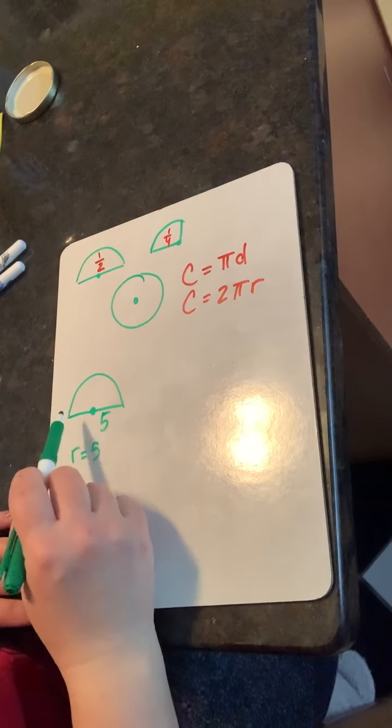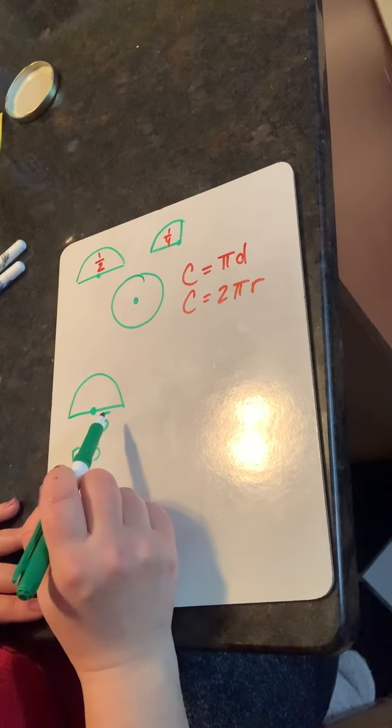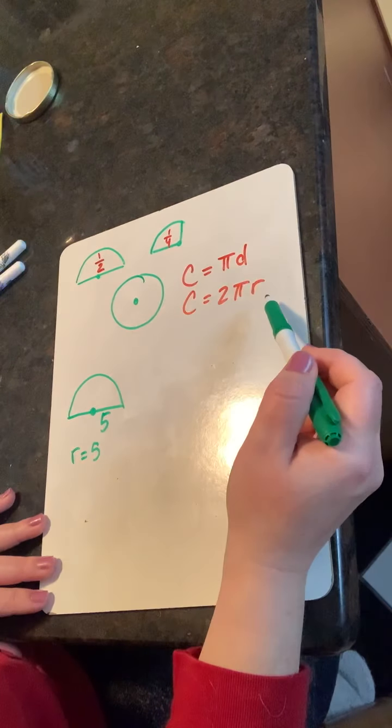To find the perimeter of this shape, first we need to decide which equation we're going to use.